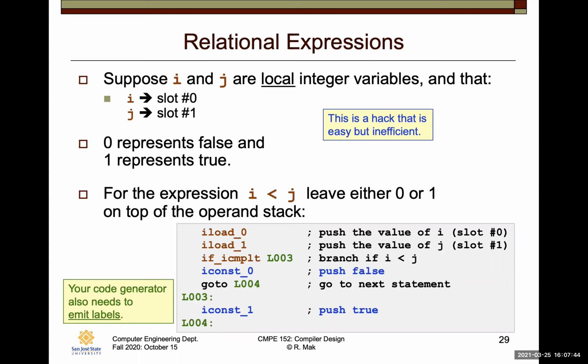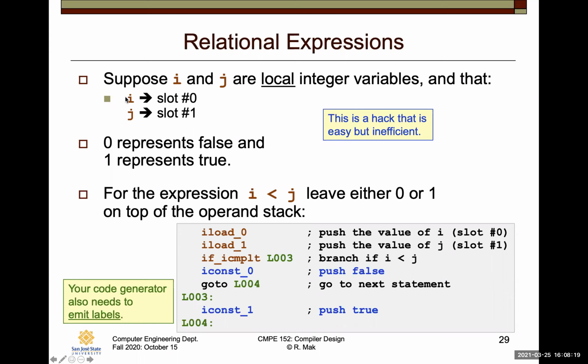Okay, here are two local variables, I and j, and let's say they're in slots 0 and 1. We're going to use 0 to represent false and 1 to represent true. I'm going to generate code for I less than j, and therefore the code that evaluates I less than j should leave either true or false on top of the operand stack. In other words, either 0 or 1. All right, so here's what we do.